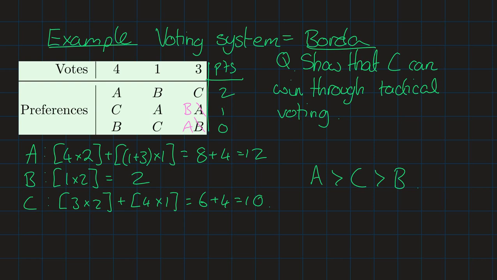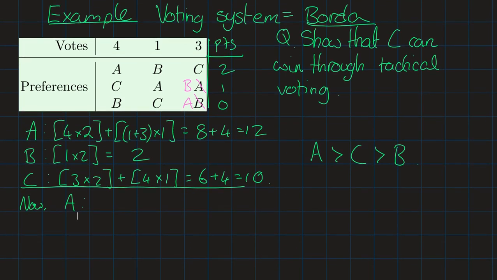Okay, A wins, and these three people, they want C to win most of all. So they bury A right at the bottom of their preferences. Okay, and now let's calculate the new social ranking. A is going to have how many points? A is going to have 4 times 2 plus 1 times 1, which is 8 plus 1, which is 9.